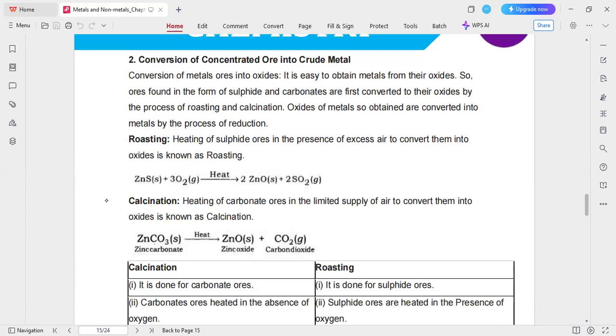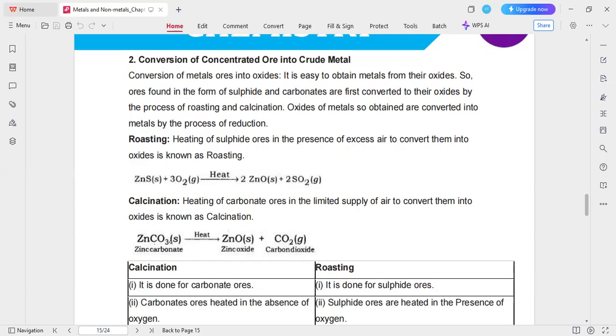So what is roasting and what is calcination? I have explained it in one video, but you can also watch here. Roasting is generally used for sulfide ores. In this case, the sulfide ores are heated strongly in the presence of air. It gives you metal oxide. For example, zinc sulfide heated with oxygen gives you zinc oxide plus sulfur dioxide.